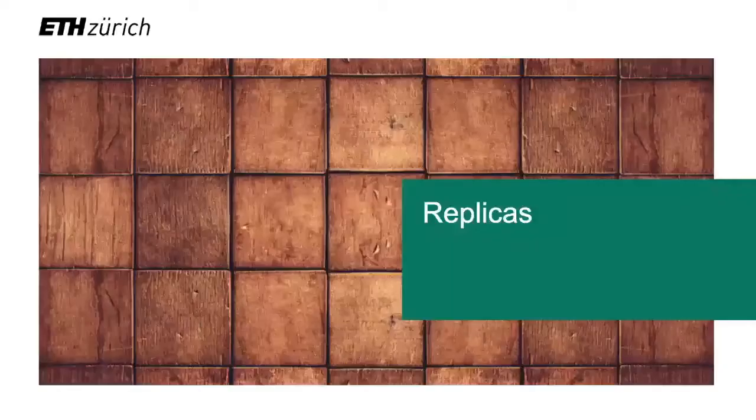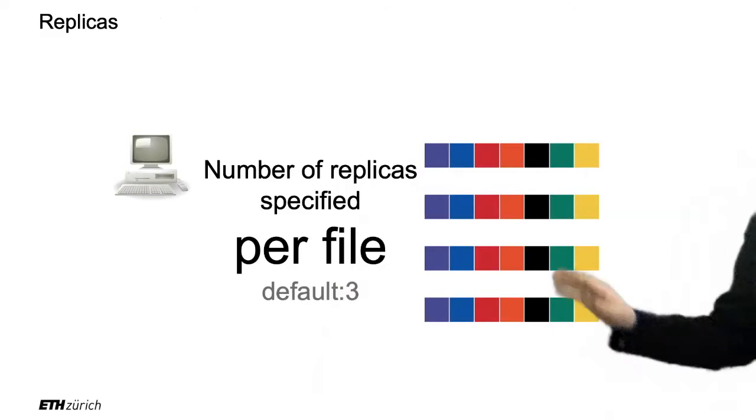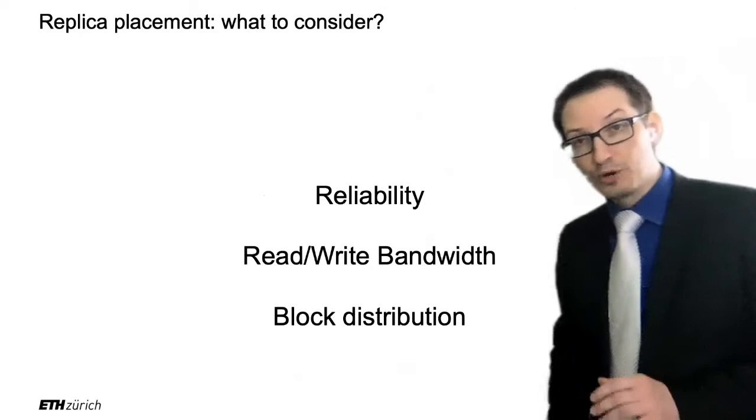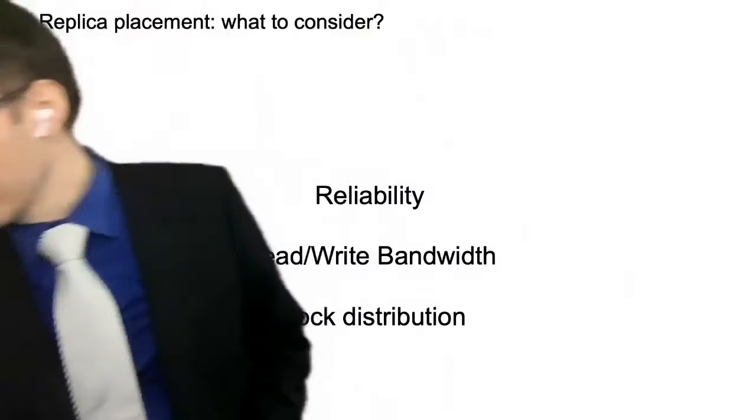So now let me say a few words about the replicas. I said the default is three, right? So every time you have a new block, the goal is to have it replicated three times. But now where should we put the blocks is the next question. So what should we consider for putting the blocks? Well, there are several things actually that should be considered.